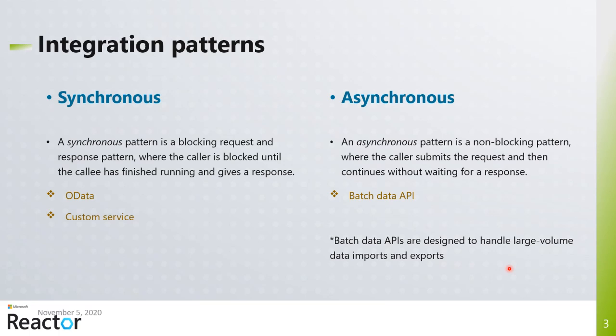Whereas, as you see on the right-hand side, we have batch data APIs. These are the inbuilt standard APIs from finance and operations, which you can leverage to perform all your asynchronous patterns. These are designed to handle large volumes of data import and export, and this can be done through data packages. But that is not the topic of today. What we are going to focus on today is custom web services, how we can use custom web services with Logic Apps, which is one of the services from Azure. And then what we are going to achieve is an asynchronous pattern.